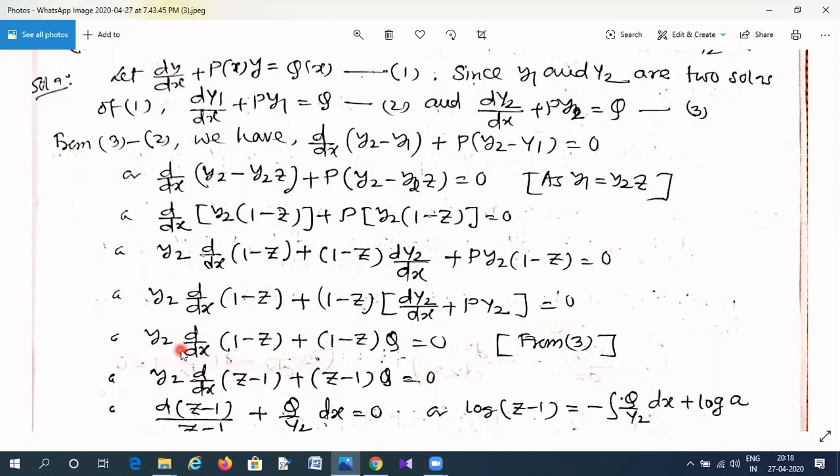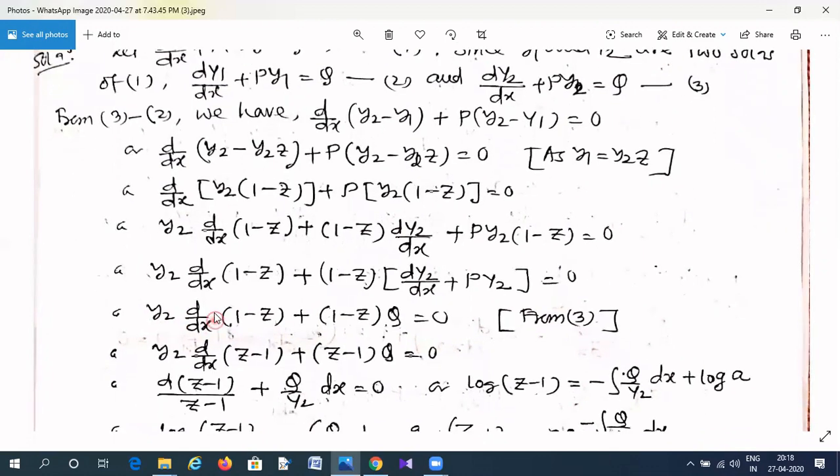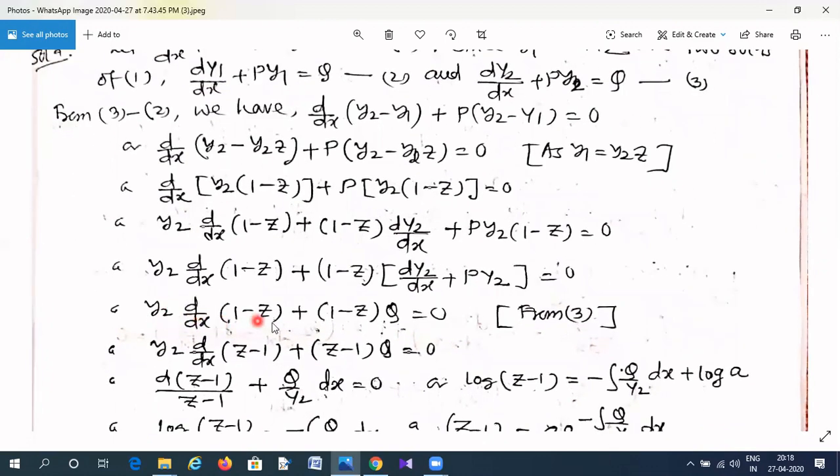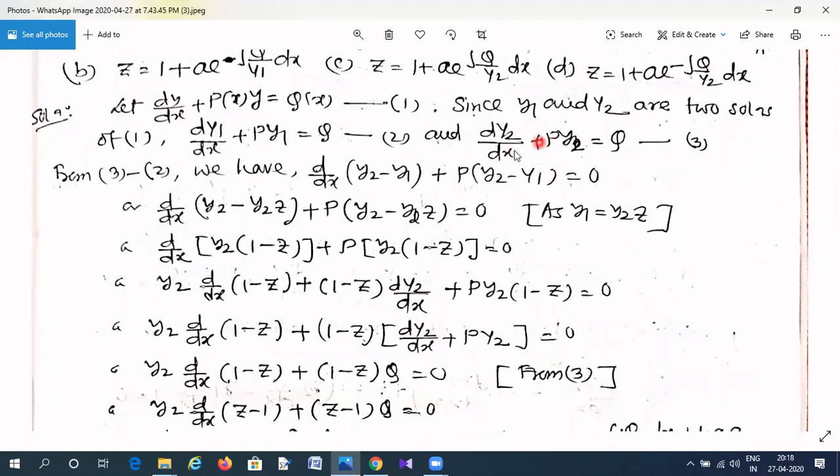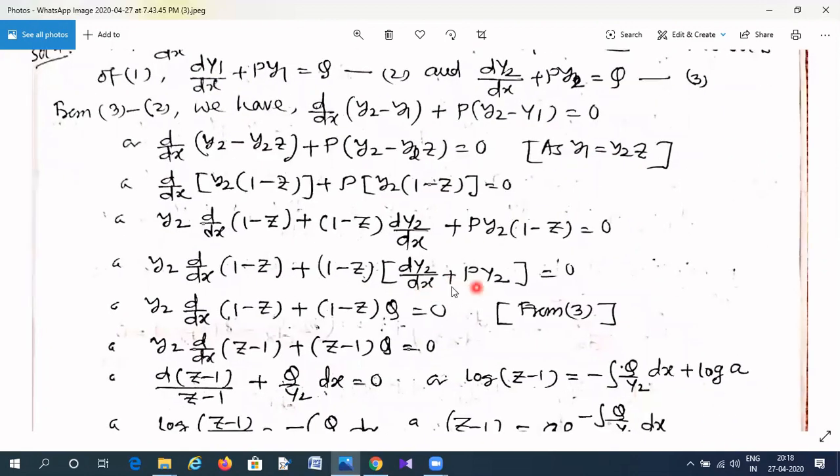Now we'll simplify it as y2 d/dx of (1 minus z), and this will become q from equation 3: dy2/dx plus p y2 is equal to q. So this will become q. So we are putting q here.